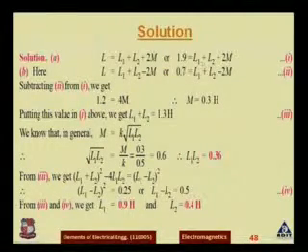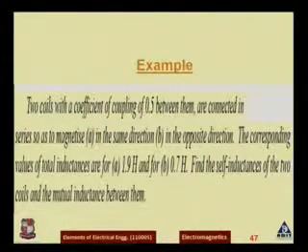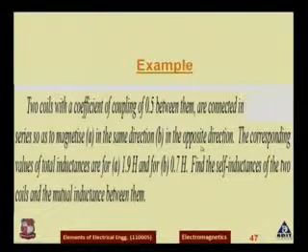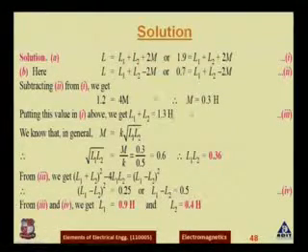So we will get one relation: 1.9 is equal to L1 plus L2 plus 2M. Same way, in case 2, the two coils are in the opposite direction. As they are in the opposite direction, L is equal to L1 plus L2 minus 2M. So it will be 0.7 is equal to L1 plus L2 minus 2M.